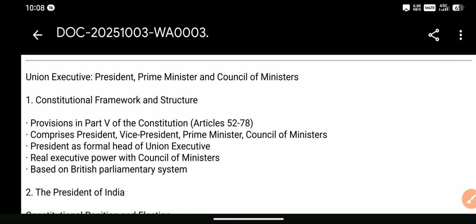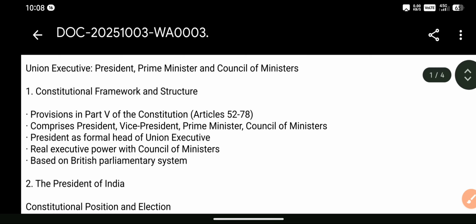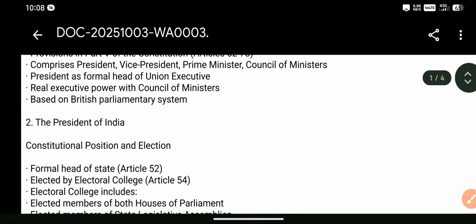Comprises President, Vice President, Prime Minister, and Council of Ministers. President as formal head of Union Executive. Real executive power with Council of Ministers, based on British parliamentary system.